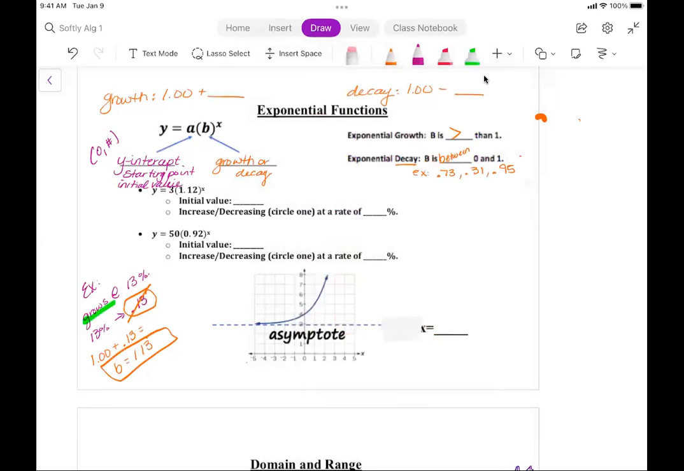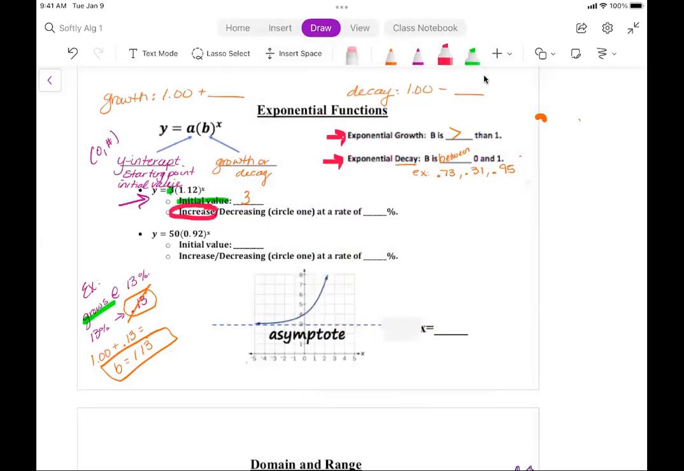All right. So we're looking at this problem right here. It says y equals 3 times 1.12 raised to the power of x. It says, what is our initial value? Our initial value is where we start. That would be 3. Now it says, is it increasing or decreasing? We need to circle which one it is. So I am at 1.12. Remember, growth is greater than 1, exponential decay is in between 0 and 1. 1.12 is definitely increasing because it's greater than 1.